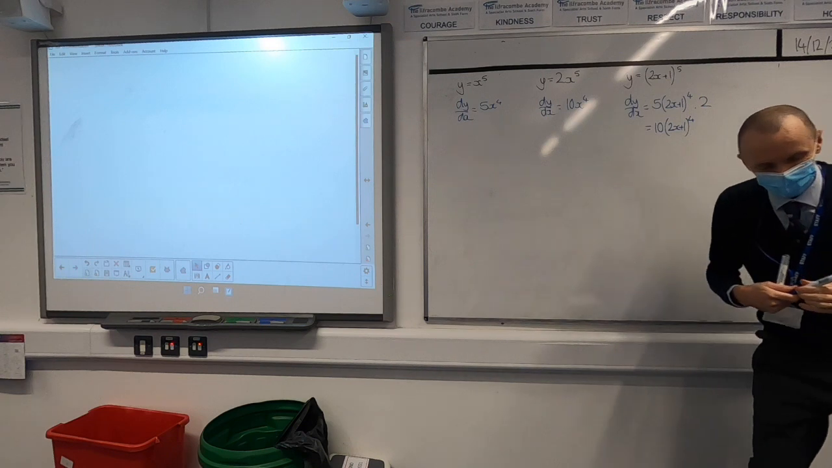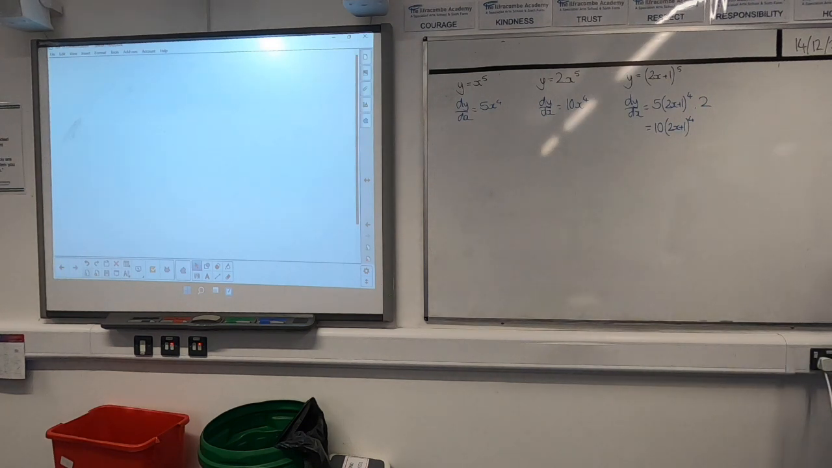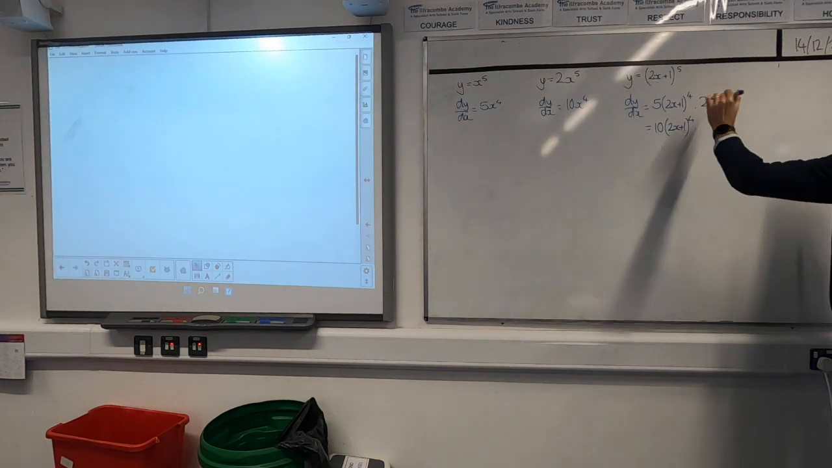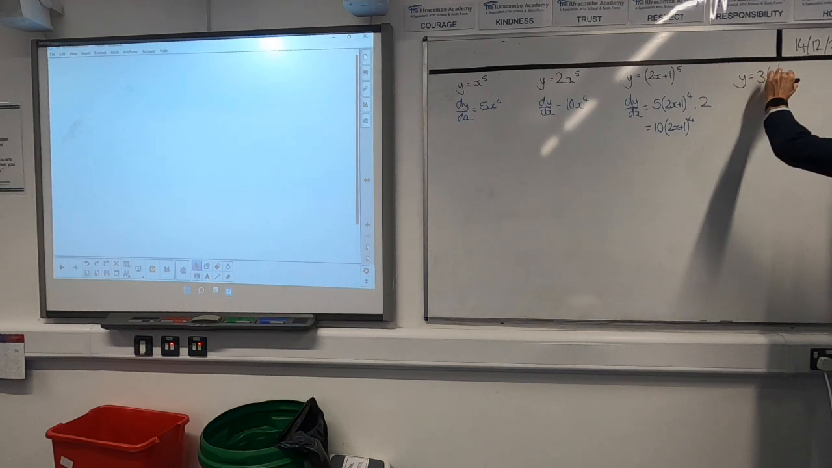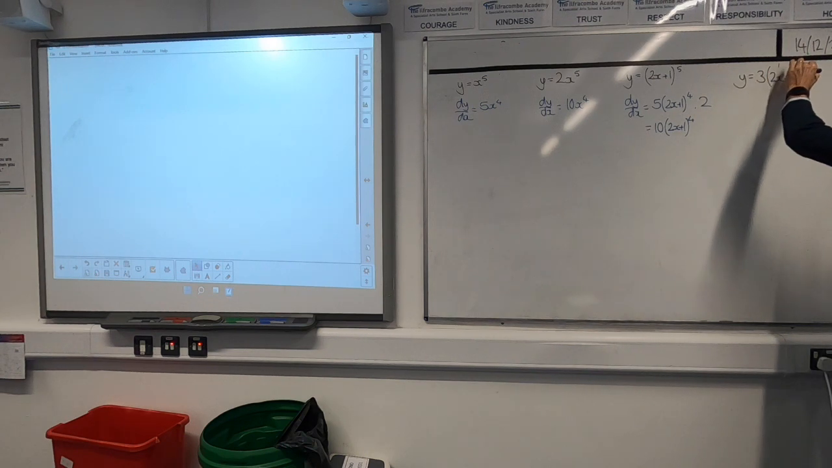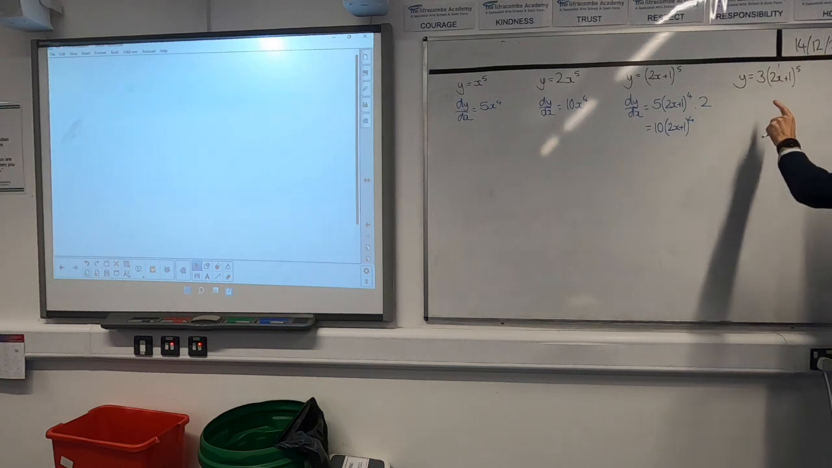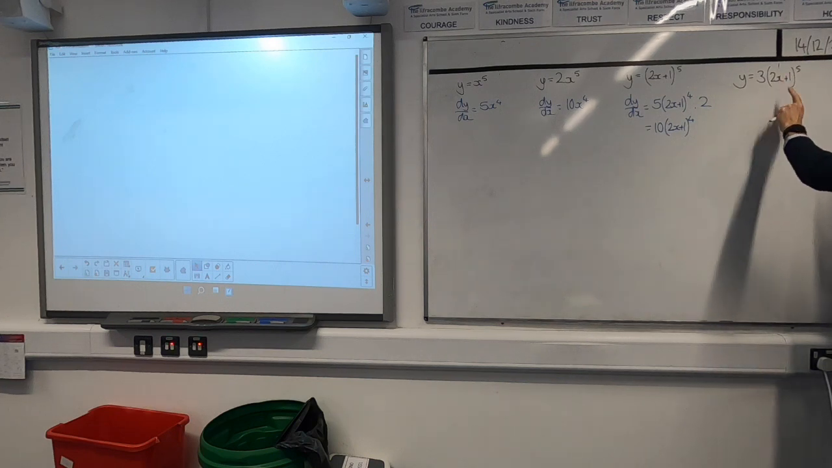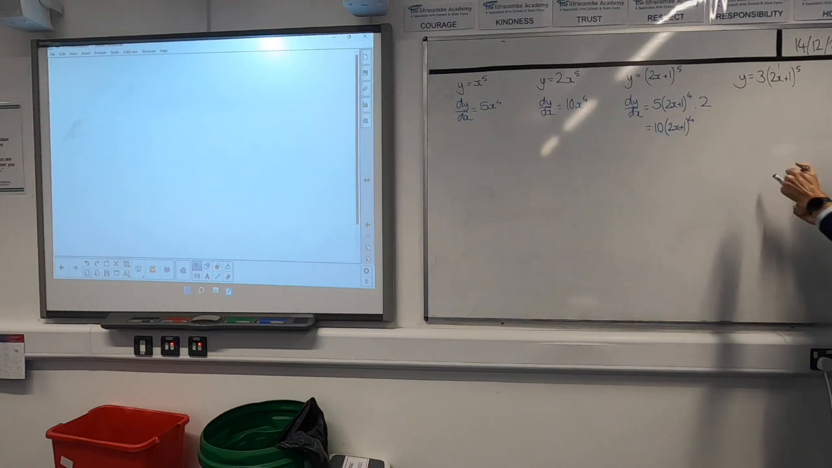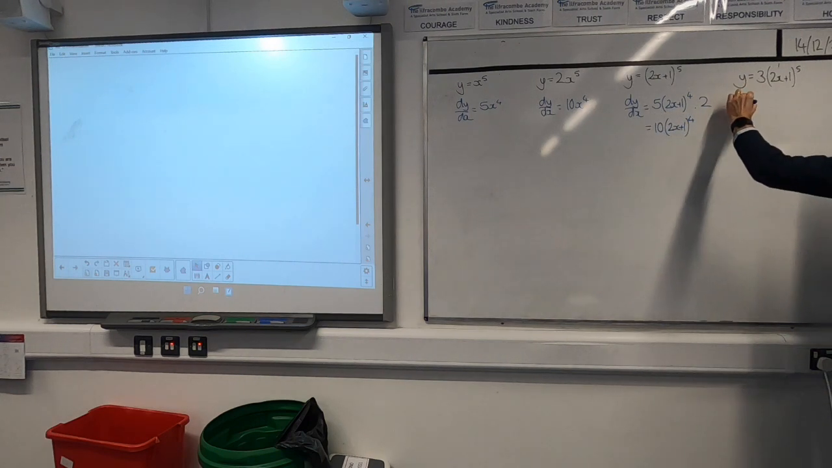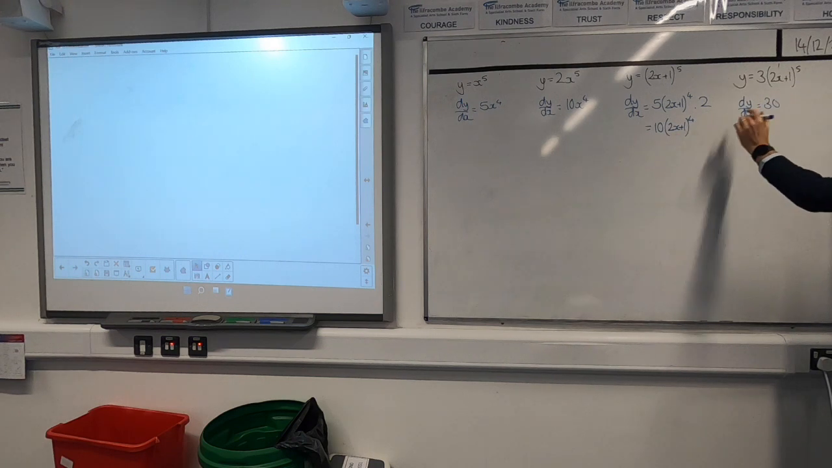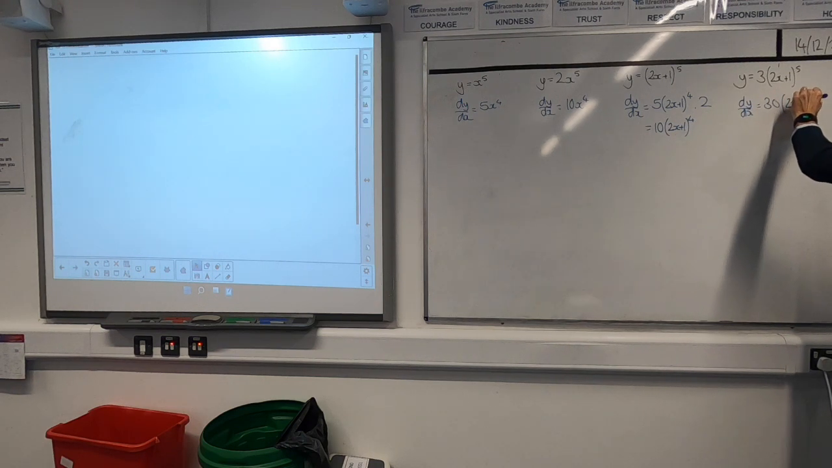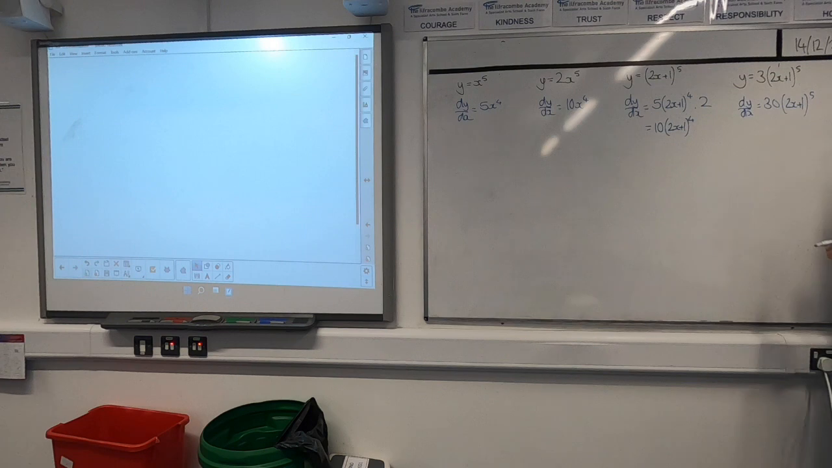And lastly, if we've got a coefficient out the front here, well, all that does is it means that I've got 3 times 5 to start with, so that's 15, and that becomes 30. So just 3 times as much as that. So that coefficient sort of passes through unchanged.